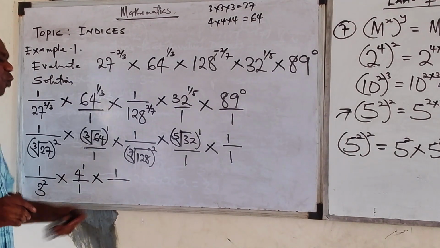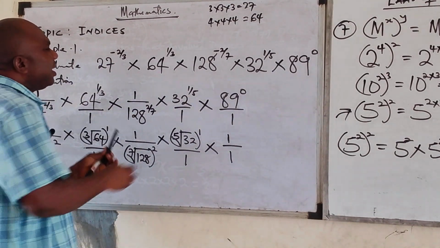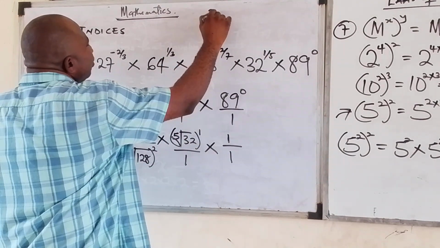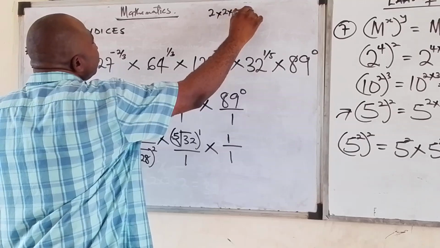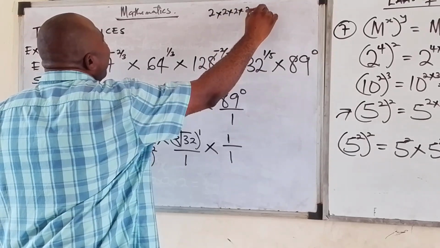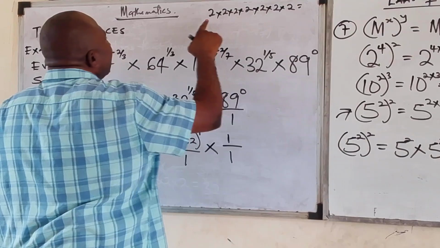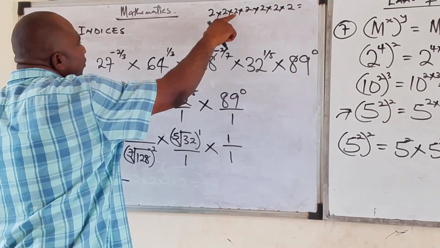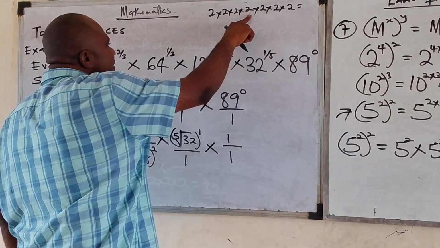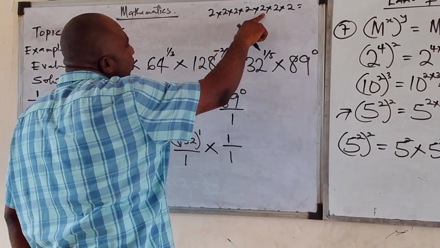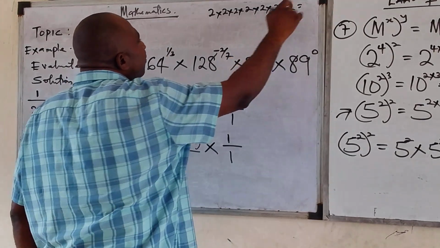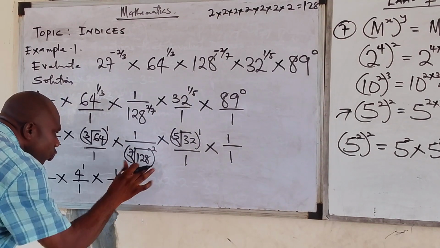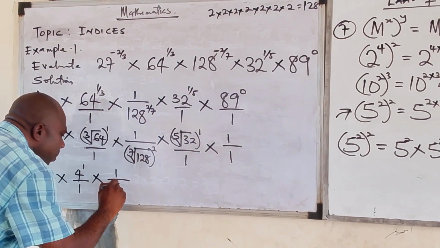The 7th root of 128 is a number that will multiply itself 7 times to give you 128. 2 times 2 times 2 times 2, 1, 2, 3, 4, 5, 6, 7. 2 times 2 is 4, 4 times 2 is 8, 8 times 2 is 16, 16 times 2 is 32, 32 times 2 is 64, 64 times 2 is 128. So it means here we have 2, the 7th root of 128. Then here we have power 2.